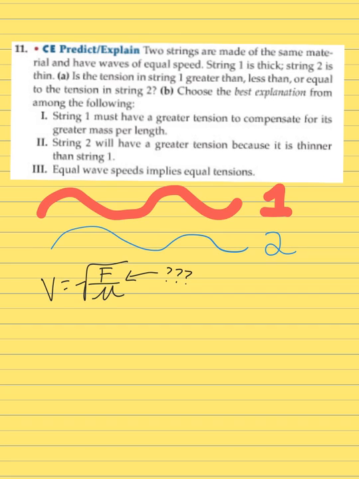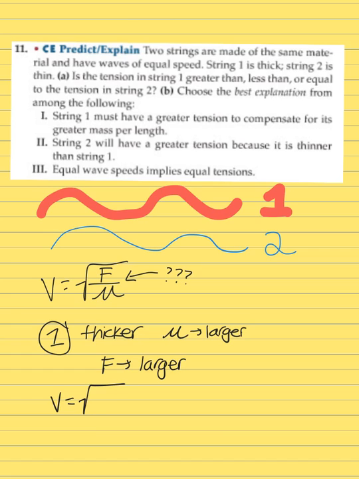Okay, so let's focus on string 1. We know that it is a thicker string, so we know that mu is going to be larger. So if I need to make everything larger, that means that my tension force also has to be larger. Why does that make sense? Well, V equals square root of T over mu. Let's say I have double my mu. That means I also have to double my top. So that is now equal to the bottom string.